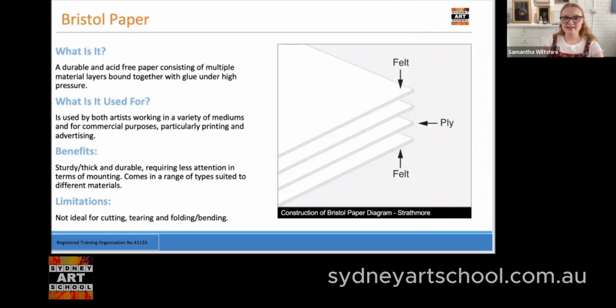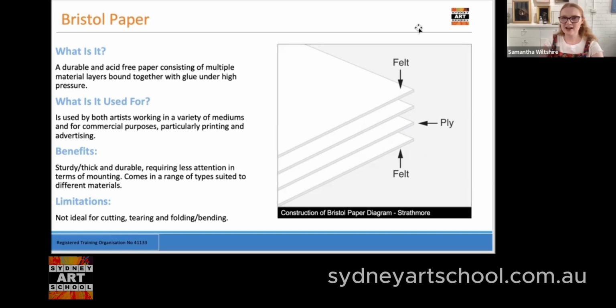It requires less attention in terms of mounting because it's already quite thick. It's not going to be bending and flopping around. It will already have more of a professional appearance. And it does come in a range of types suited to different materials as well. And some of its limitations are that it's not ideal for cutting, tearing, folding, or bending because it is a very sturdy surface. And here we have a diagram of the layers that have been put into this Bristol paper.